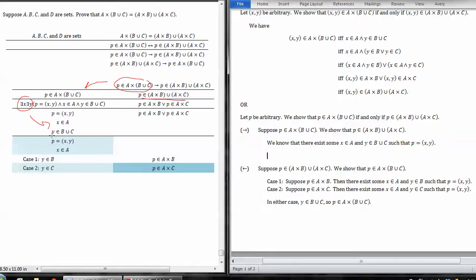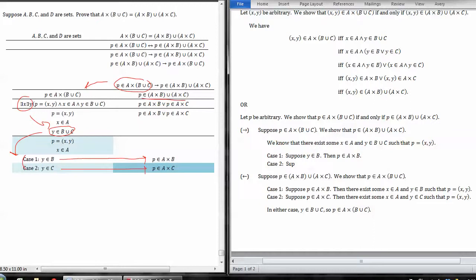And well, from there we decided to break up this union into a disjunction and get a couple cases from that. So let's begin writing down those cases. Case 1. We're going to suppose that y is in B. And all right, well, we have x is in A and y is in B, and P is xy. So we can say then it follows that P is in A times B, which was our goal in that case. And then for the other case, we're going to do something similar. Case 2, suppose y is in C. Then in this case, P is in A times C. Okay. And in either case, P is in this union, right?